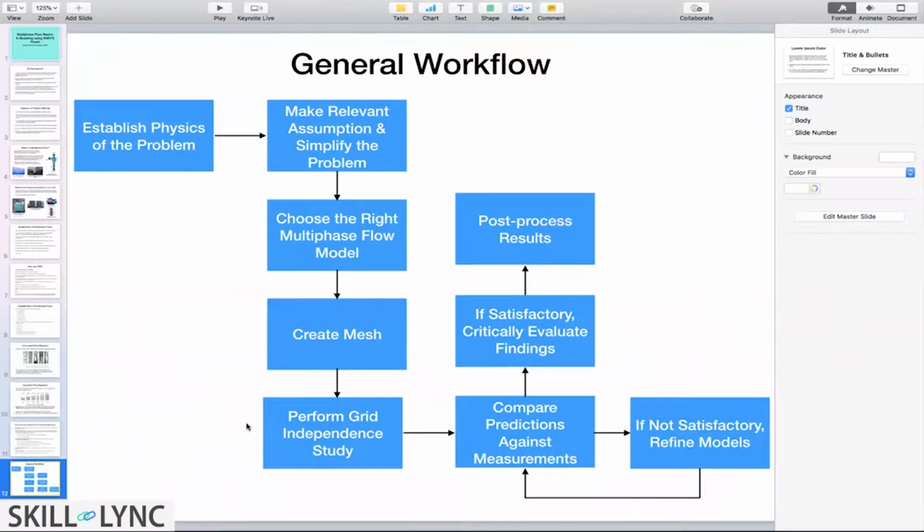This is what a general workflow would look like. The first step is to establish the physics of the problem. You need to first list all the important phenomena that are present in the problem. For example, fluid mechanics is a given. On top of that, you need to see if there is significant heat transfer. And if the heat transfer is significant, it would again go as one of the important physics that governs the problem.